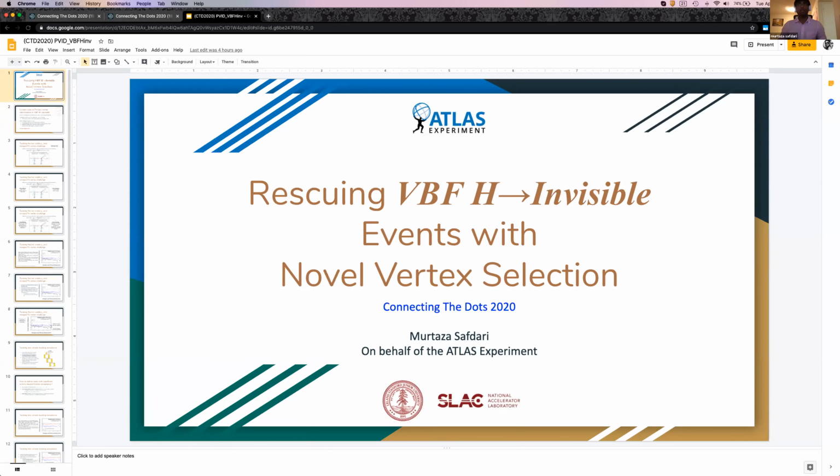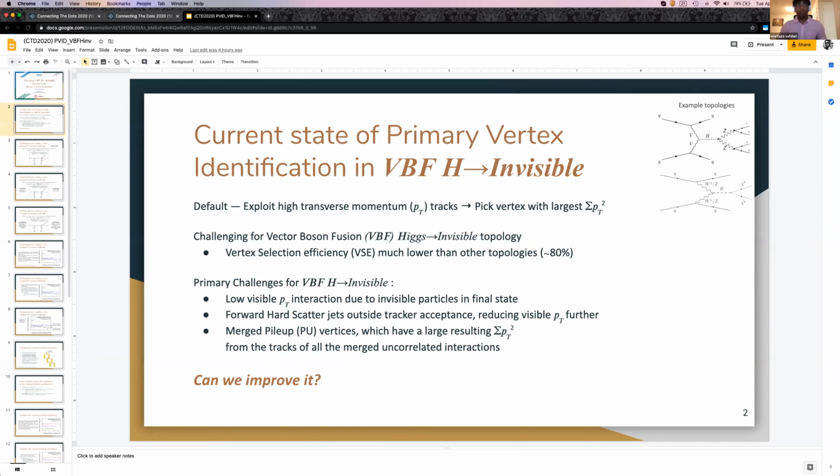So with slide 2, basically the way we choose a primary vertex right now, in a given bunch crossing, the idea is that you look for the vertex that has a lot of tracks attached to it. So you maximize the sum over the transverse momentum of the tracks attached to the vertex, and you pick the vertex with the largest sum pT squared. The idea being that that will always bring the hard scatter interaction.